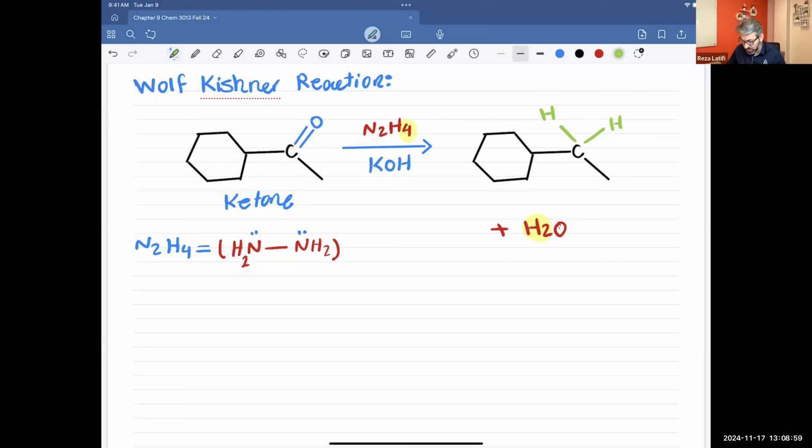What will happen to the nitrogen? Nitrogen is going to leave the system as N2 gas. So the carbonyl group got saturated, we got water, and also nitrogen gas. And this method, which is the Wolff-Kishner reaction, can be used under basic condition.